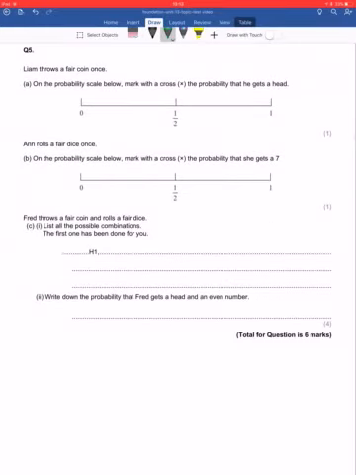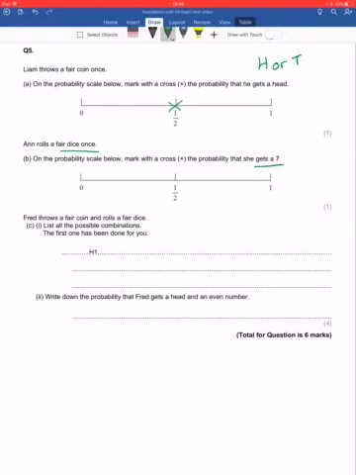Liam throws a fair coin once. On the probability scale, mark with a cross the probability that he gets a head. So he can get a head, or he can get a tail. So the probability is 1 out of 2. Anne rolls a fair dice once. Mark with a cross the probability that she gets a 7.